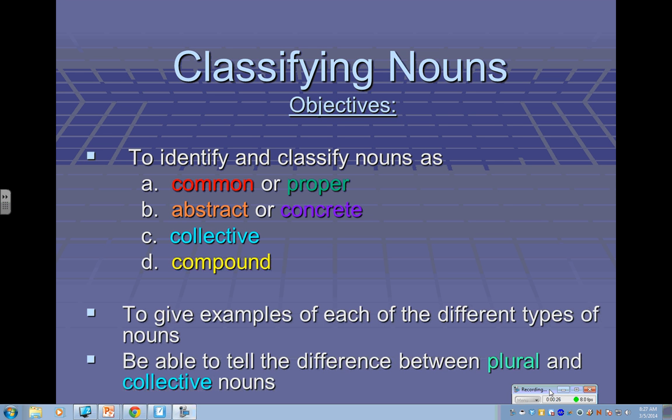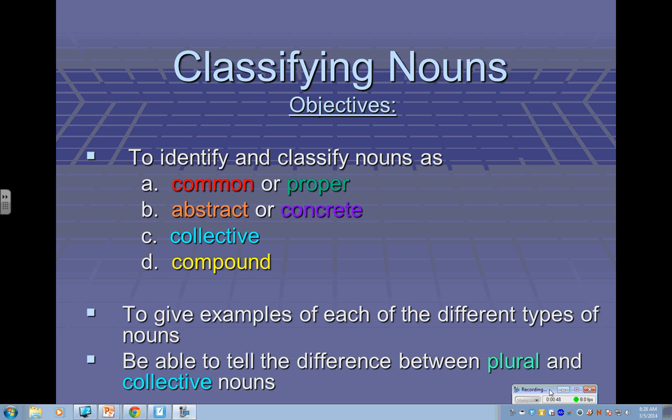Now, is anyone ever going to walk up to you in the street and say, hey, is that a collective noun or a compound noun? No, nobody's ever going to ask you that. But as we learn to build more complex sentence structures, you're going to need to be able to identify nouns in different types of ways in order to build those sentences. So that's why it's so important that you will be able to identify and classify nouns.